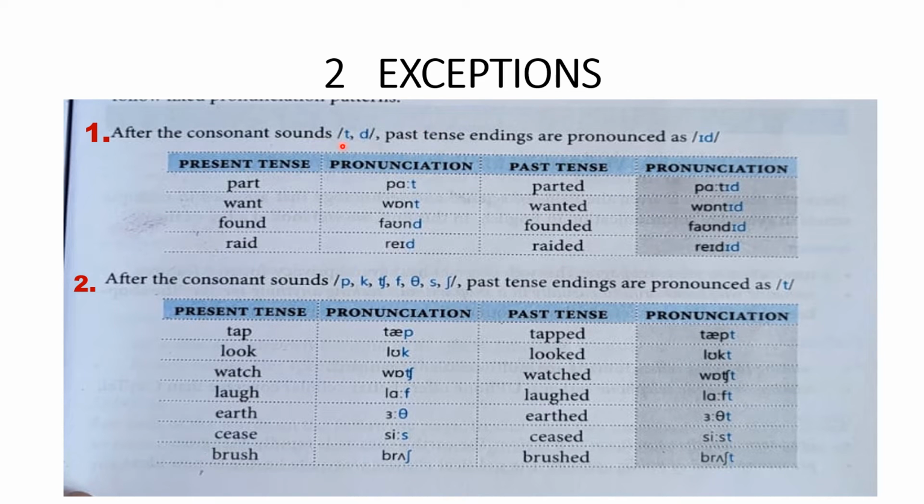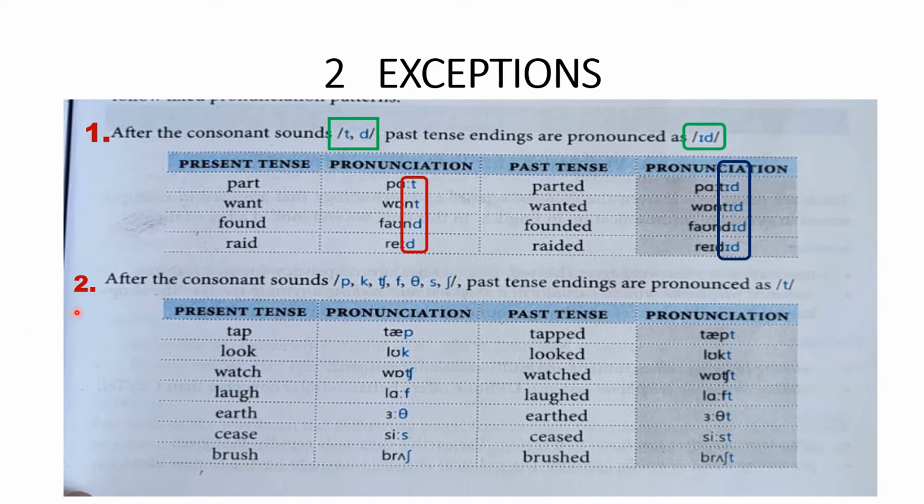There are two exceptions. The first rule is for the consonant sounds t and d. When the word ends with t or d, like part, want, found, raid, the past tense endings are pronounced as id. Remember, these two sounds, t and d, are pronounced with id. For example, part, parted; want, wanted; found, founded; raid, raided. That is how we have to remember these two sounds, and that is the phonetic symbol, all of you remember.